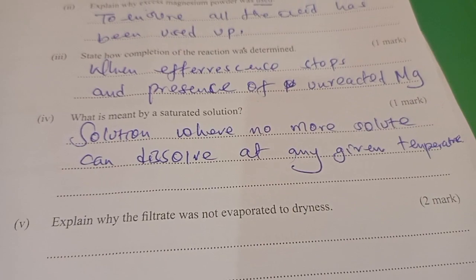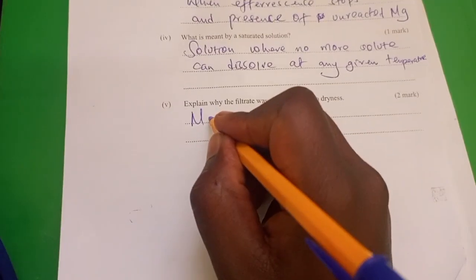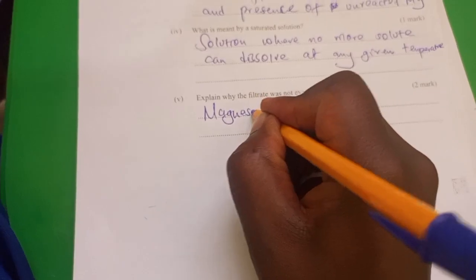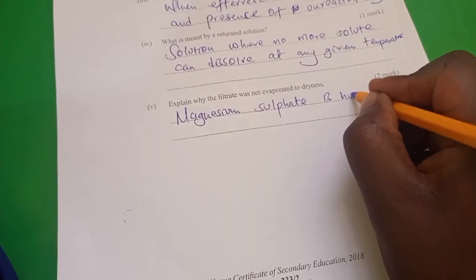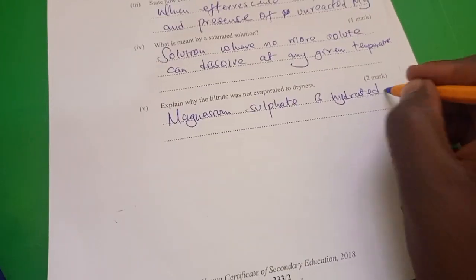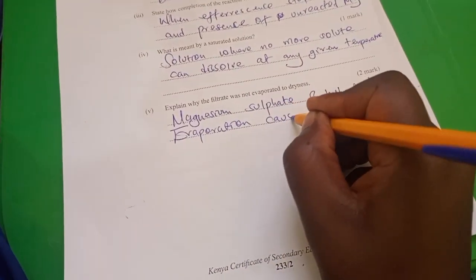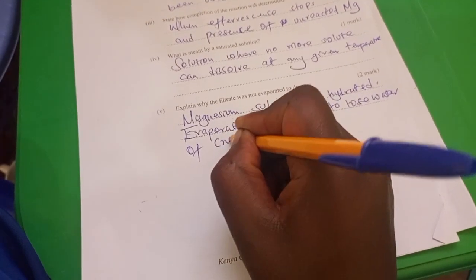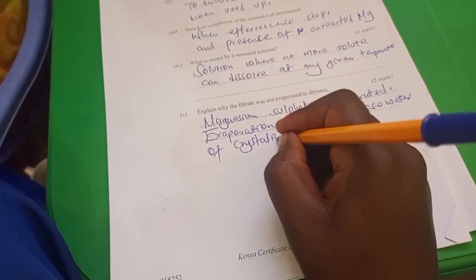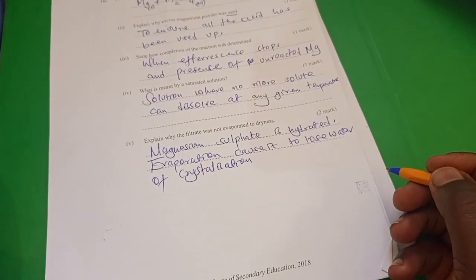So, magnesium sulfate is hydrated. Evaporation to dryness causes it to lose water of crystallization.